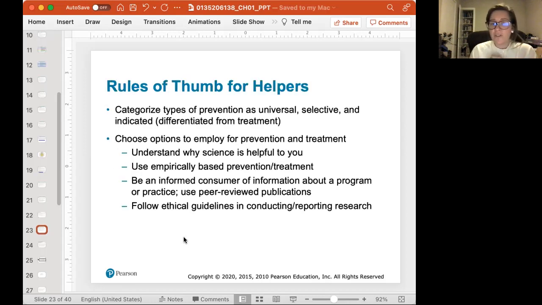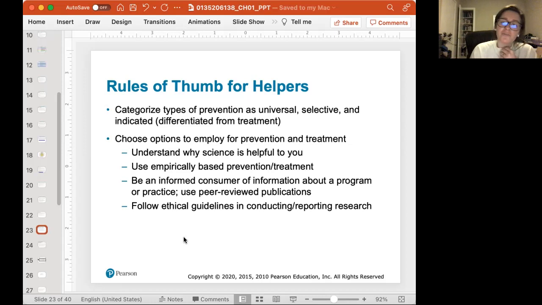Rules of thumb for helpers: categorize types of prevention as universal, selective, and indicated, which is differentiated from treatment, and choose options to employ for prevention and treatment. Understand why science is helpful. Use empirically based prevention and treatment. Don't get lawsuits that way. Better again, and you also document that you're using them.